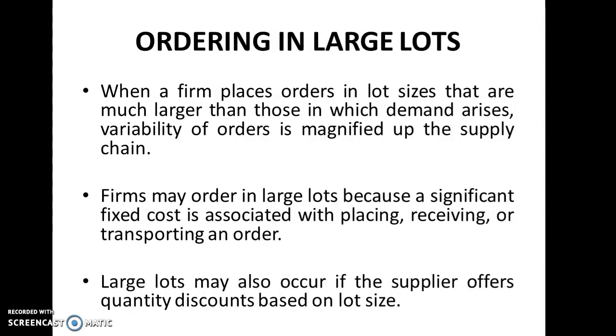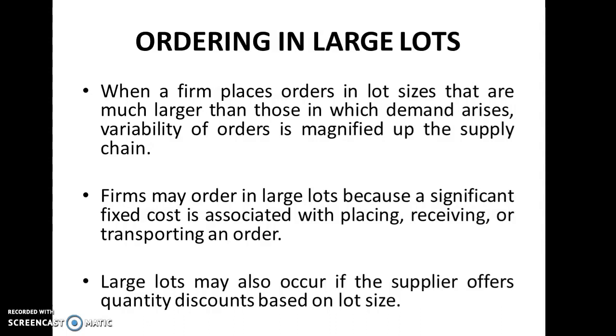That is, when a firm places orders in much larger lot sizes, where usually orders are in terms of thousands, suddenly they order more than that, for example 50,000 or 75,000. So what happens? This variability of orders is magnified. That is, it is further increased as it goes up the supply chain, assuming that there may be a very big demand for this product.